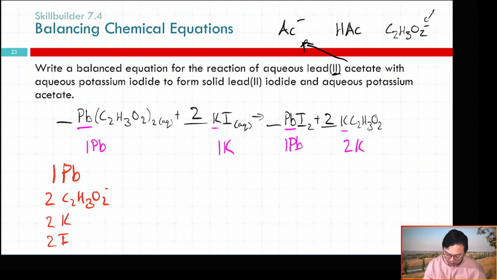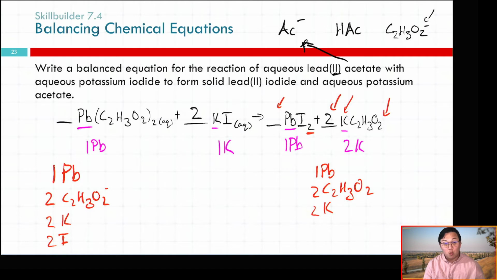And then on the right side of the equation, we have 1 lead. We'll do these in order so that they match up. Not potassium, but C2H3O2. And we have 2 of those, because the coefficient times that is 2. Then potassium, same thing, also being multiplied by 2, so we have 2 potassiums. And then because of the subscript, multiplied by 1, with no coefficient, since 1 is implied, we have 2 iodines. And we can see that we've balanced the chemical equation.